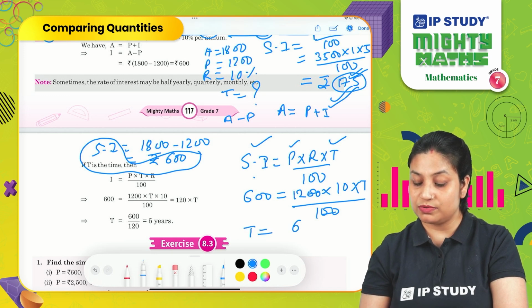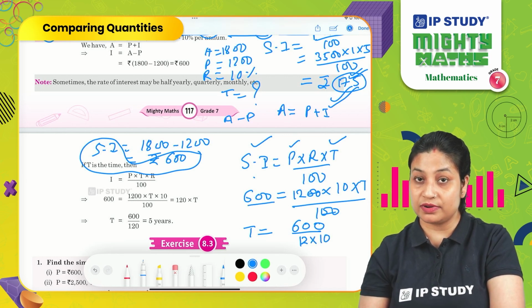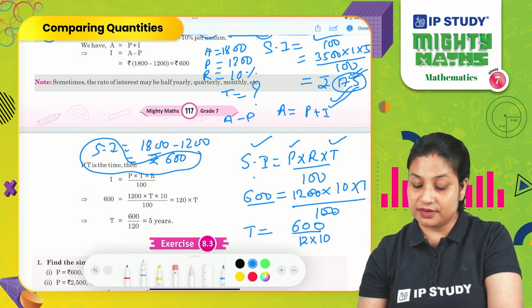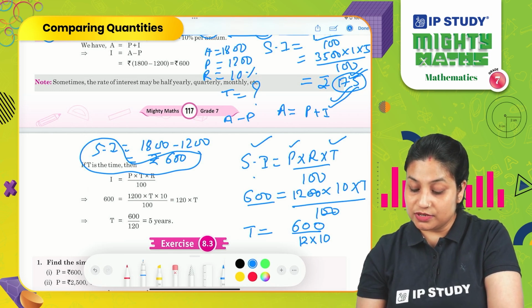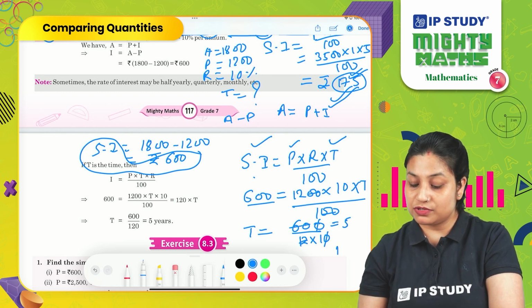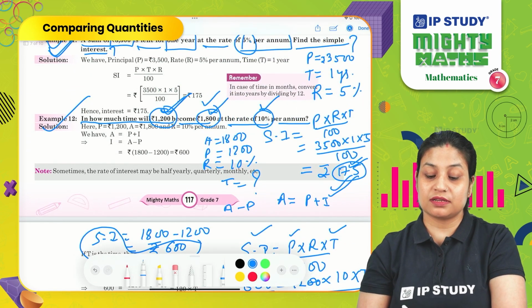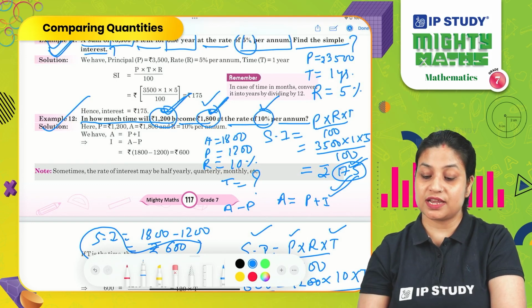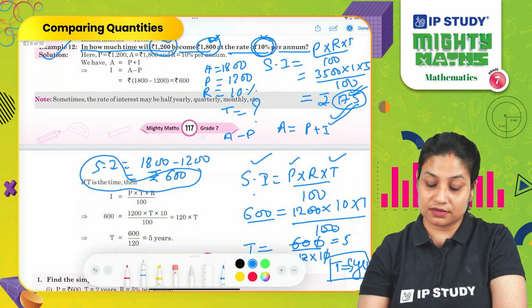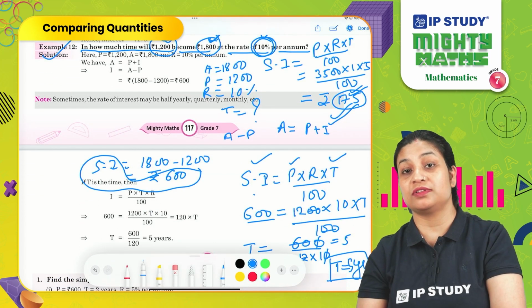T will be equal to 600 divided by 12 into 10. This gets shifted over here by transposing the quantities from the left hand side to the right hand side, right? Or vice versa. So here what you will get? 5. So in 5 years, 1,200 rupees will become 1,800 rupees at 10 percent. Right? So this is how you are going to solve questions based on this concept.